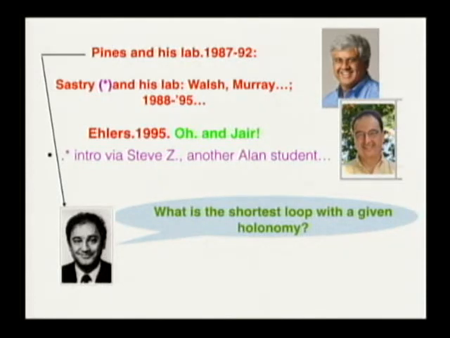Okay. Now, right around the time that Jair and I were really interacting, there were two groups going on that Alan Weinstein helped me get involved in. A guy named Alex Pines, whose specialty is NMR, nuclear magnetic resonance, and electrical engineer Shankar Sastry. So there were two seminars, one formal and one informal. Pines asked me during a meeting with Alan, what's the shortest loop with a given holonomy? He had an NMR application of it. And this ended up for me being just a great question.